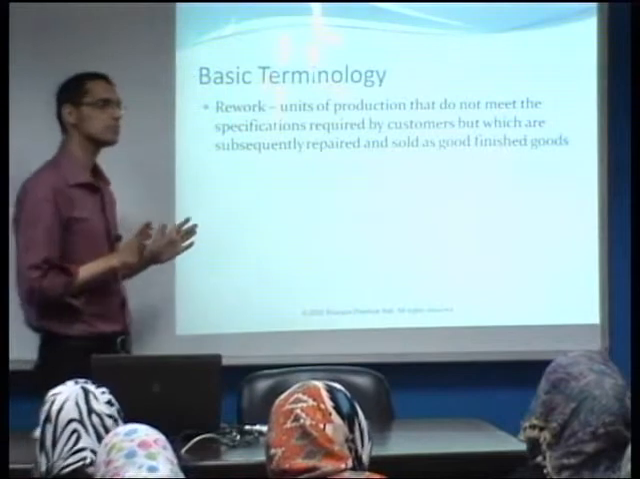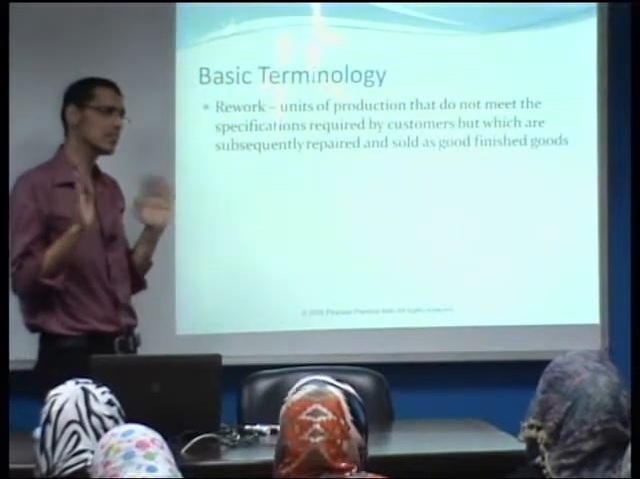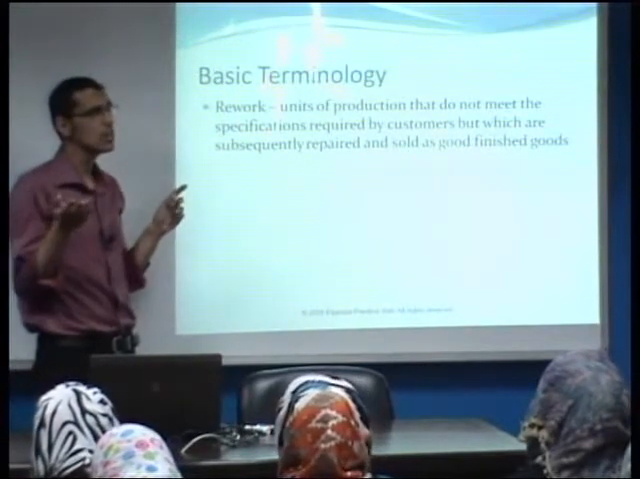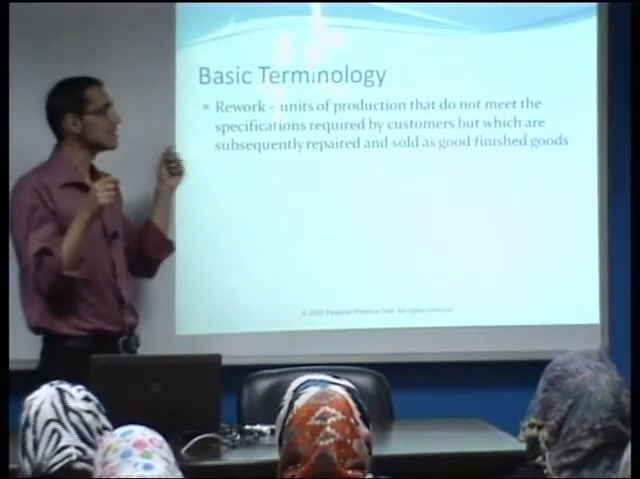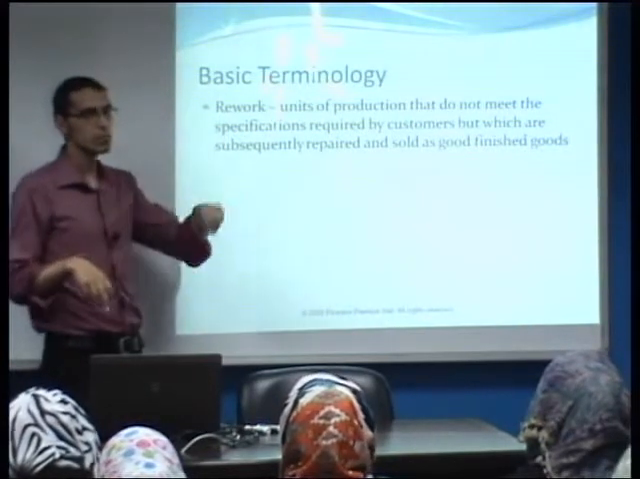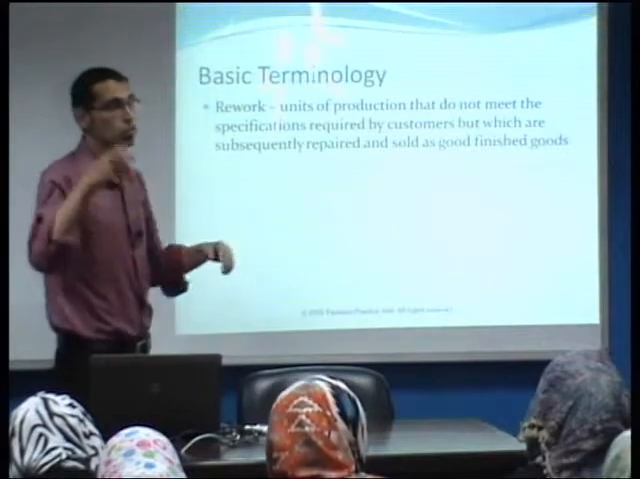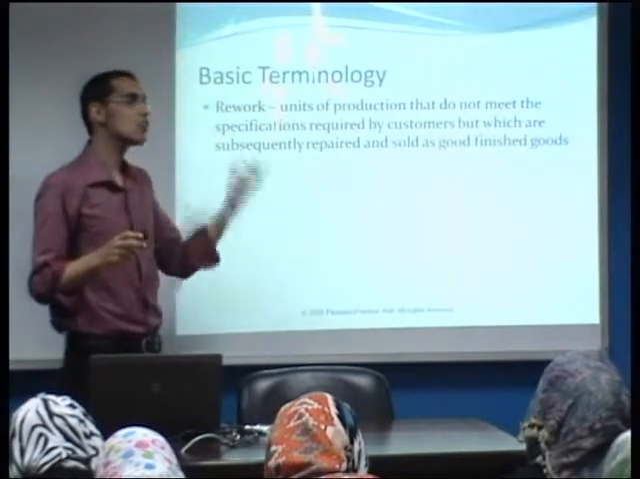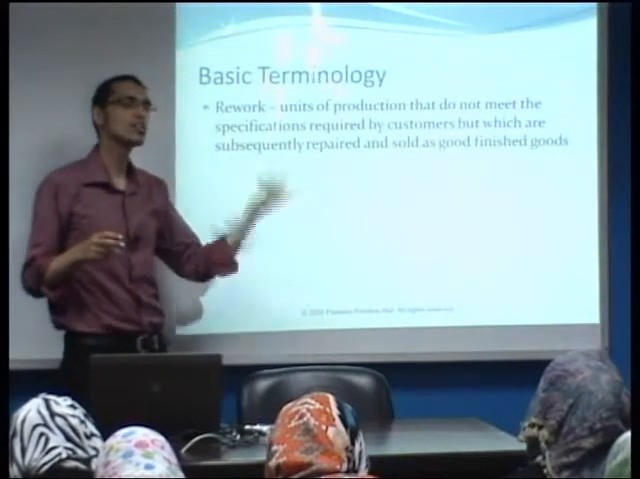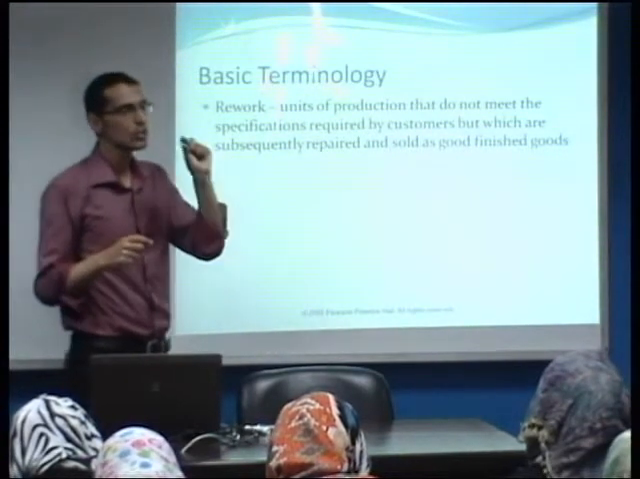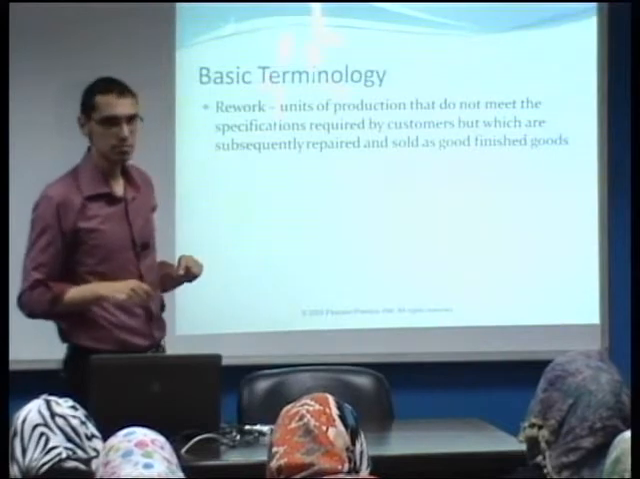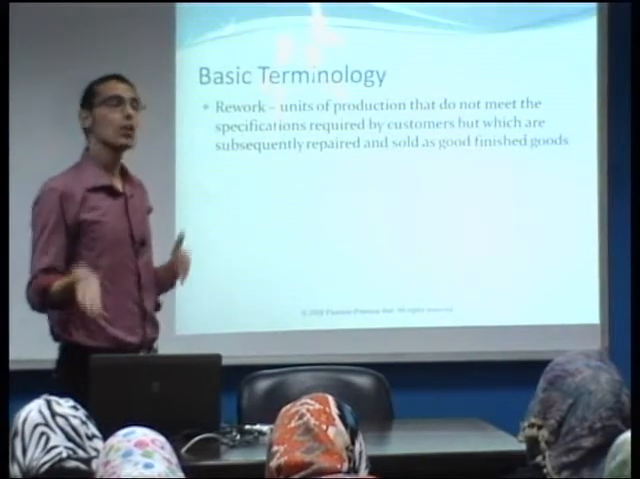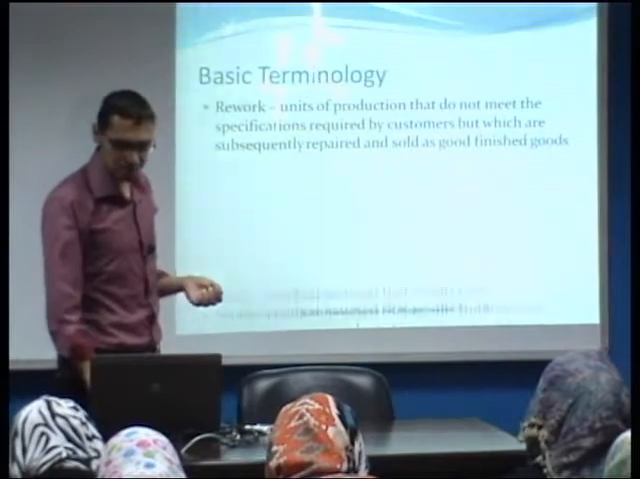Any questions? And of course, the only difference between rework and spoilage, according to the term, is that rework could be repaired, while spoilage could not be repaired. Rework will be sold as good finished goods, while spoilage will either be discarded or be sold at lower prices. Any questions? Now let us consider the third term, which is scrap.